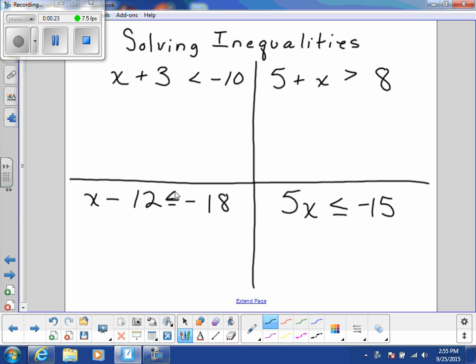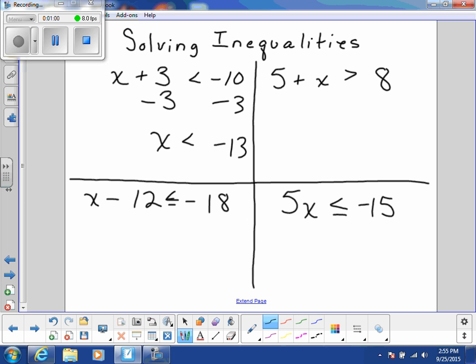x plus 3 is less than negative 10. What would you do to solve that if it said x plus 3 equals negative 10? I hope you said subtract 3 from both sides. That will isolate your variable x and give you negative 13 on the other side. But instead of an equals, we have an inequality sign. That means any number that's less than negative 13 would make this statement true.